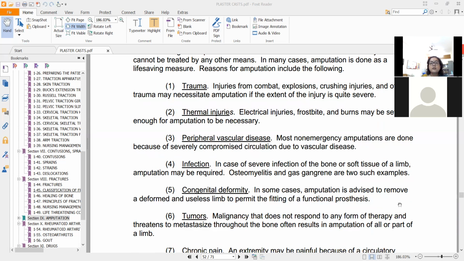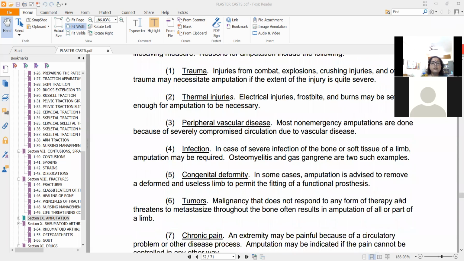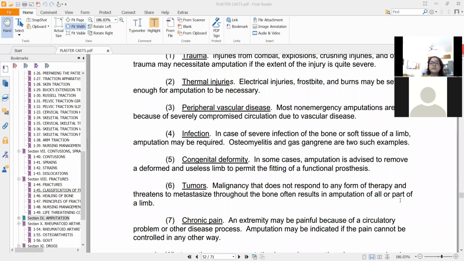Then tumors, malignancy that does not respond to any form of therapy. It can threaten to metastasize to the bone, often resulting in amputation of all or part of a limb. Then chronic pain: extremities may be painful because of a circulatory problem or other disease process. Amputation may be indicated if the pain cannot be controlled in any way.